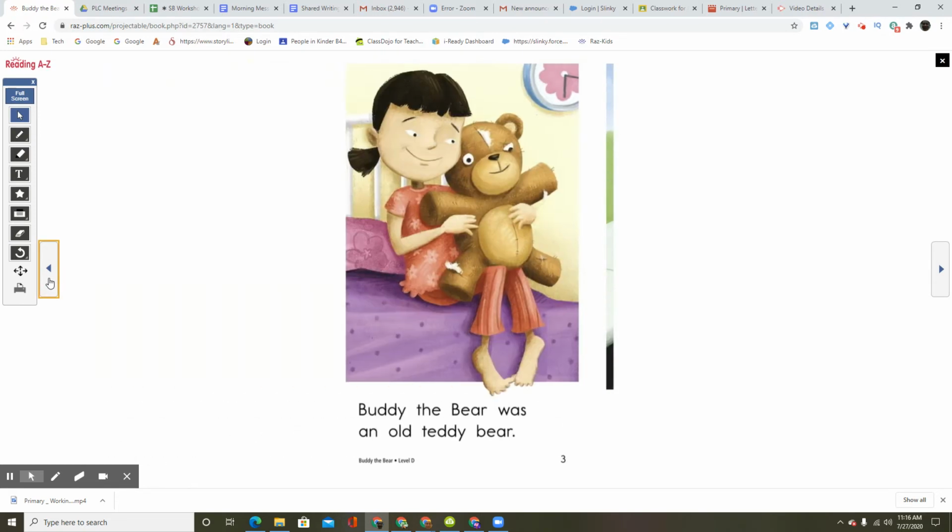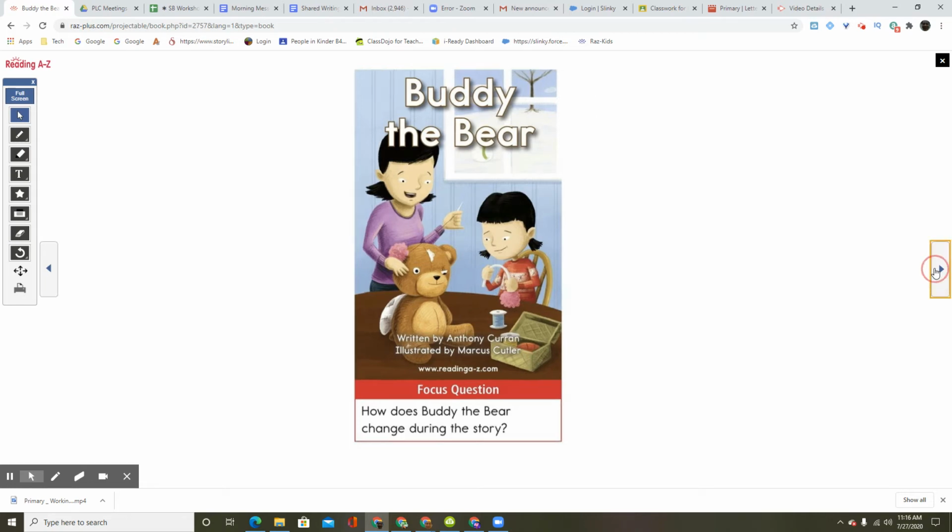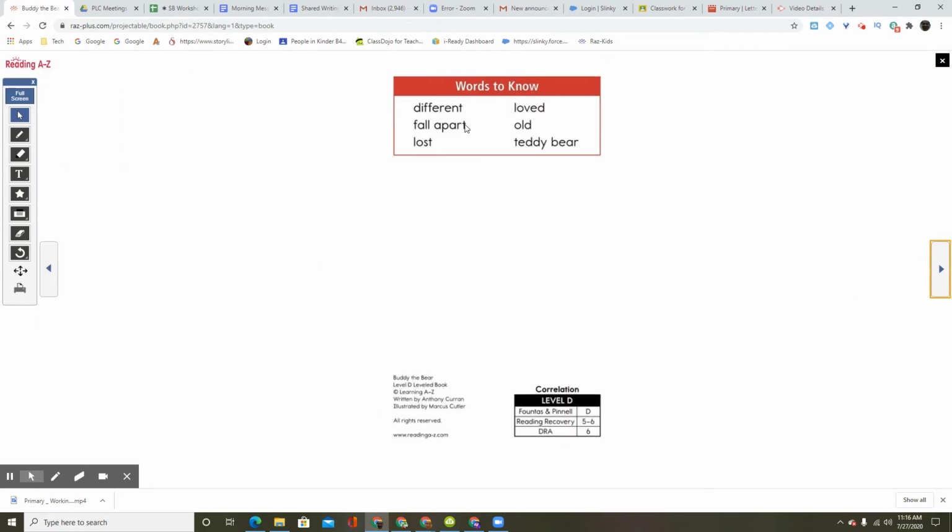All right, welcome back, shared reading. Buddy the Bear, focus question: How does Buddy the Bear change during the story? So you fill in the blank when I pause. Words to know: different, fall apart, lost, loved, old, teddy bear.